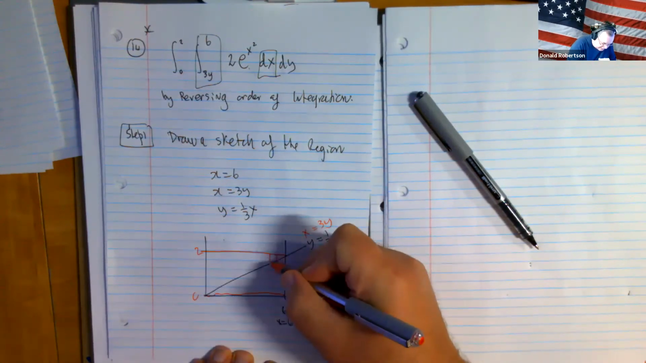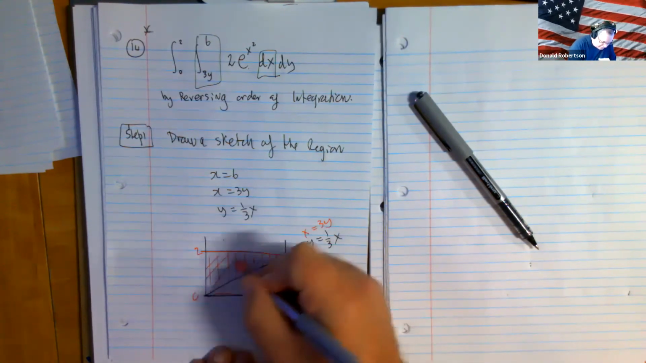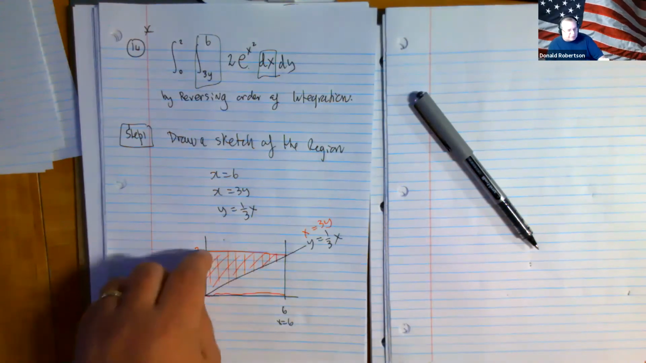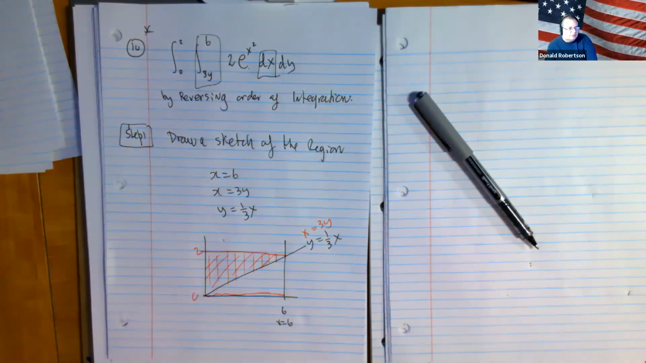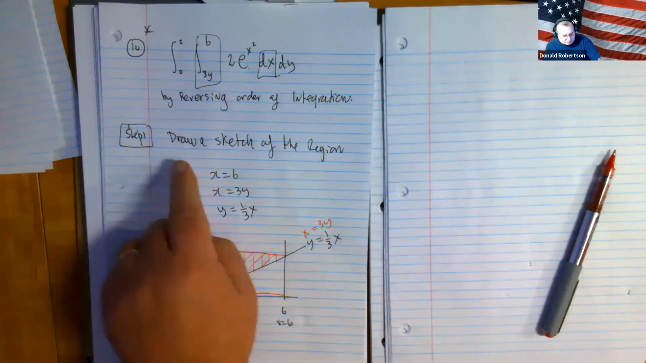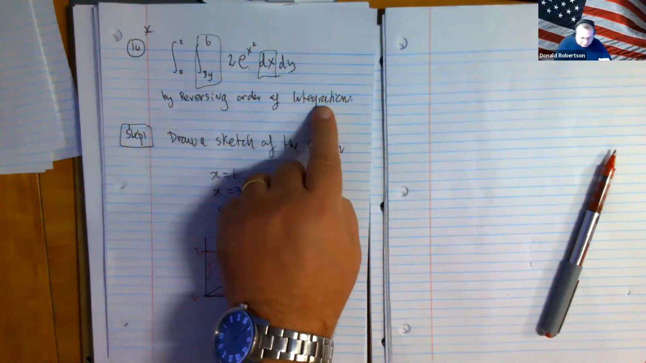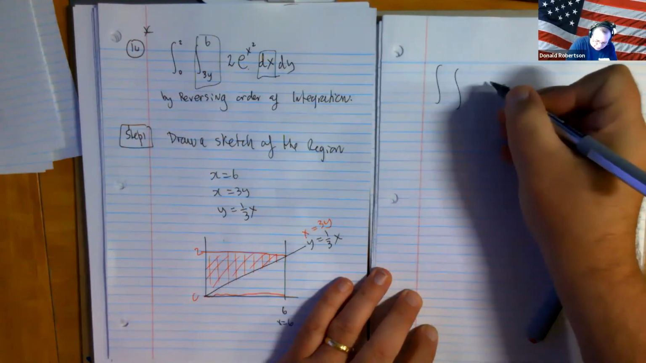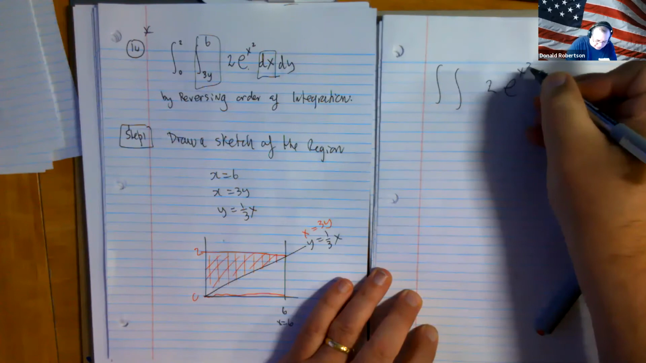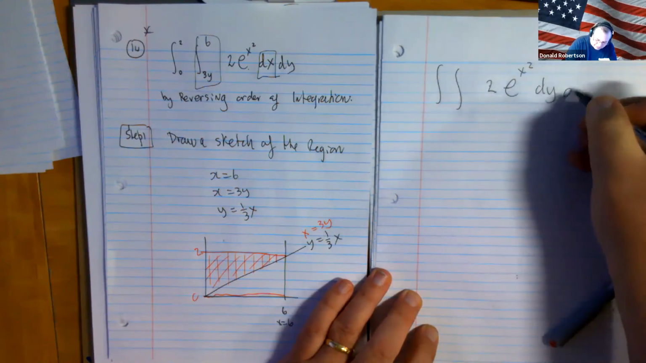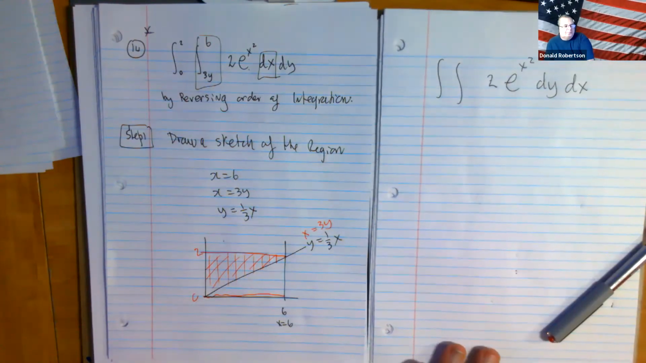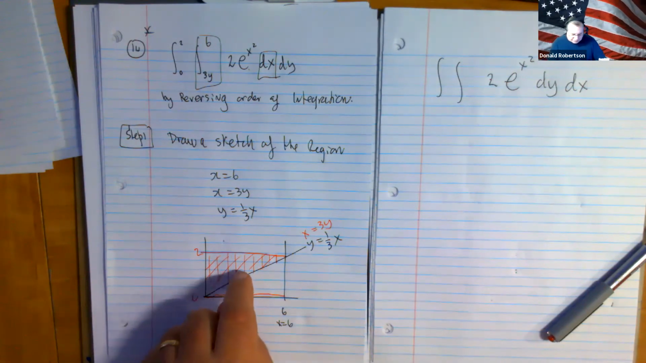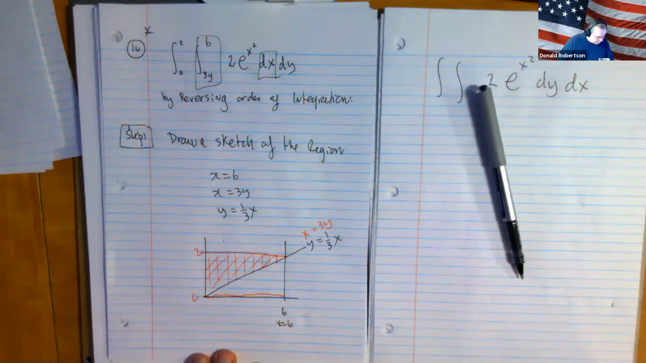So that is a region. 0 to 2 with a straight line. So far, so good. Now, reversing the order of integration means that we want to take this same guy, that's 2e to the x squared, but we want to do the y's and the x's. So I'm going to describe this region in terms of x's.